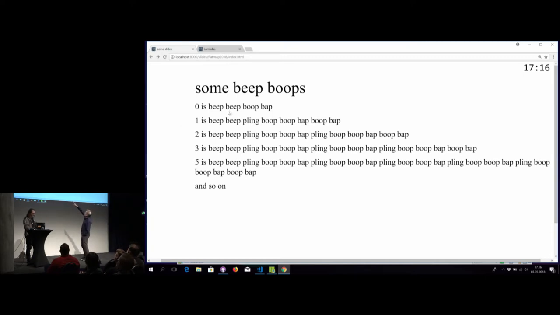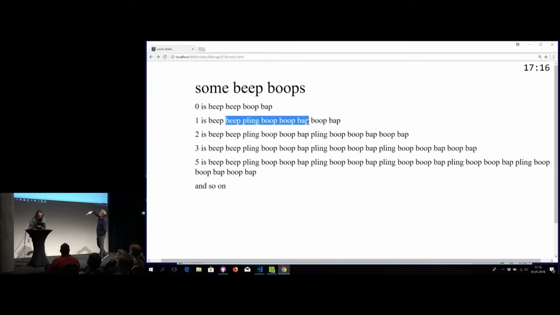Okay, so every number starts with beep beep, because that would be similar to something like lambda f, lambda x. And boop bap is like the number 1, and it refers to... Yeah, and then pling means that you're doing function application. And then you're referring to the outer lambda.